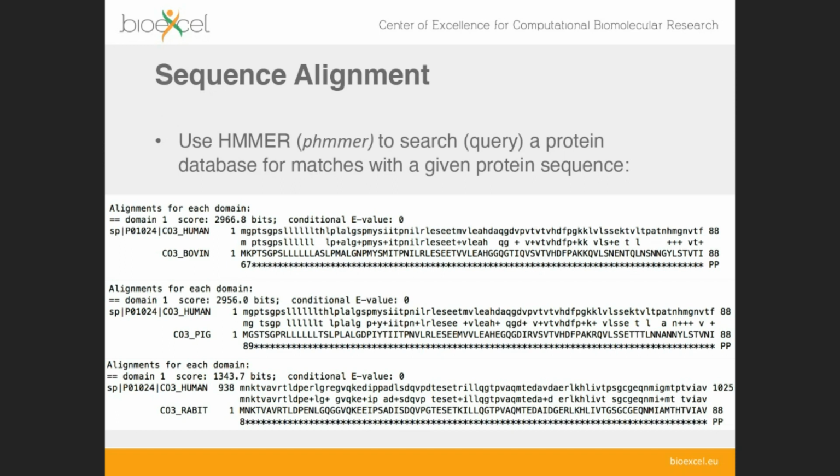The application in question is called HMMER, or rather that's a suite of tools, and the particular executable, the particular command that you're going to use, is called phmmer. The idea is that it queries a protein database for matches with a given protein sequence. So you say, okay, with this database, I've got a particular sequence. Can I match it? How well does it match?